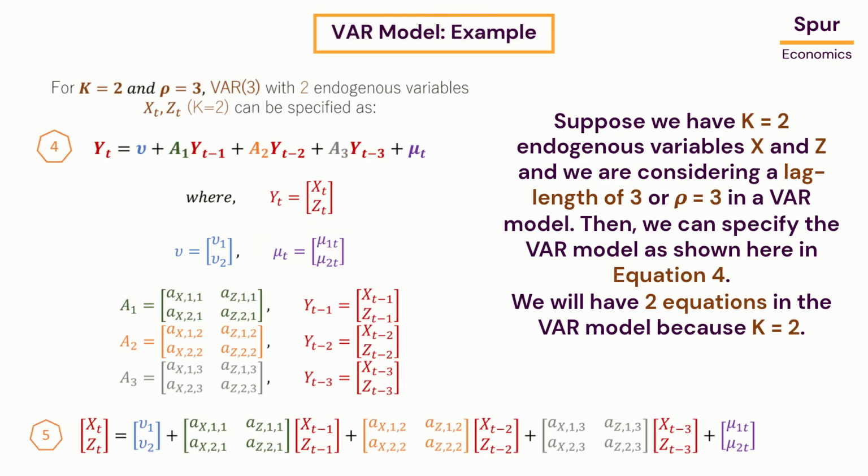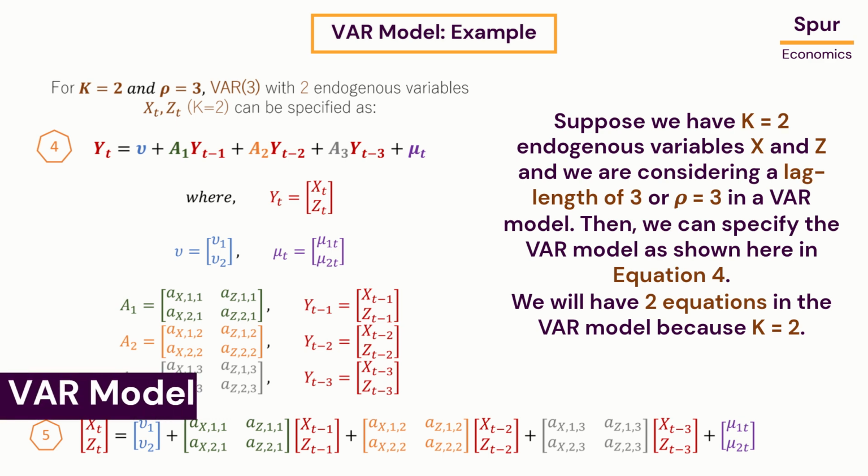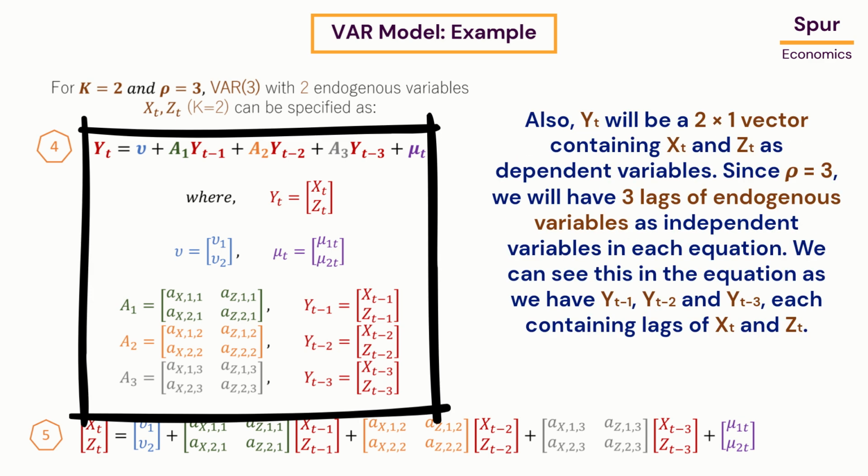Suppose we have k equals 2 endogenous variables x and z and we are considering a lag length of 3, or ρ equals 3, in a VAR model. Then, we can specify the VAR model as shown here in equation 4. We will have two equations in the VAR model because k equals 2. Also, yt will be a 2 by 1 vector containing xt and zt as dependent variables.